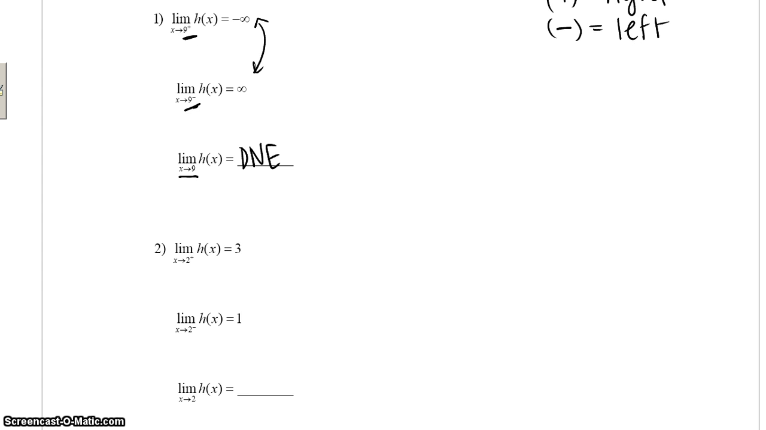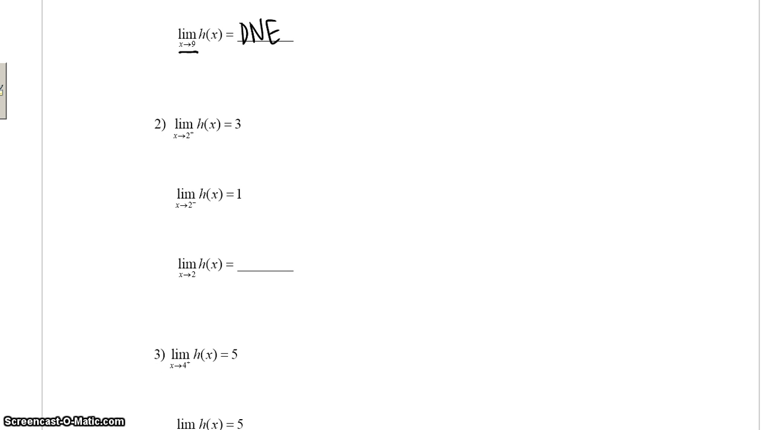So let's take a look at number 2. Number 2 says the limit as x approaches 2 from the right side, h of x approaches 3. And the limit as x approaches 2 from the left side, h of x approaches 1, which again means that our limit when x approaches 2, h of x approaches nothing. It does not exist because these two are not the same.